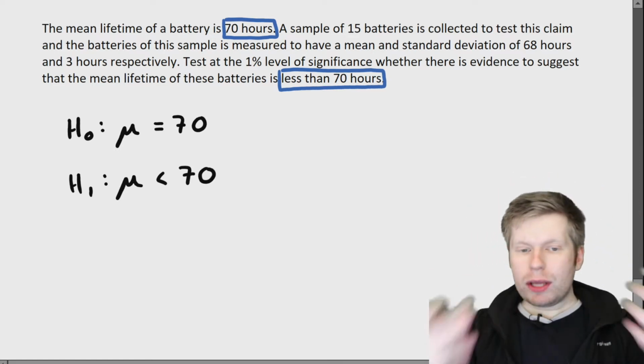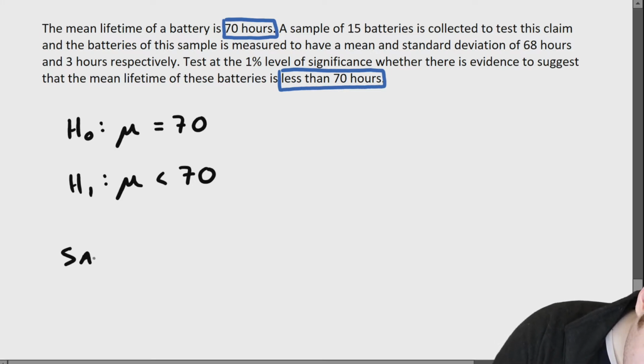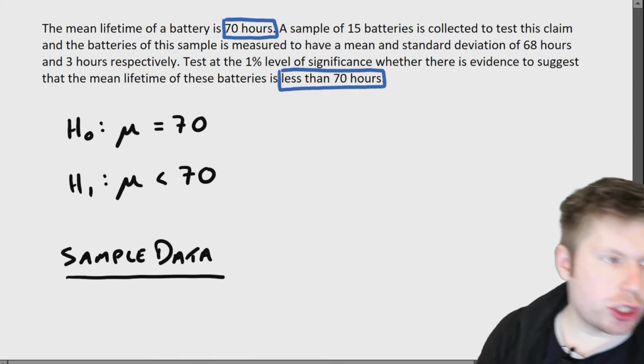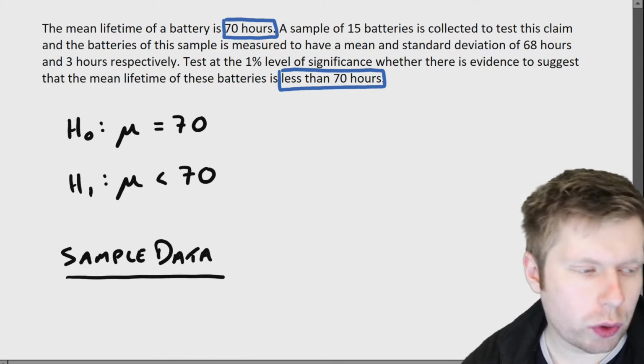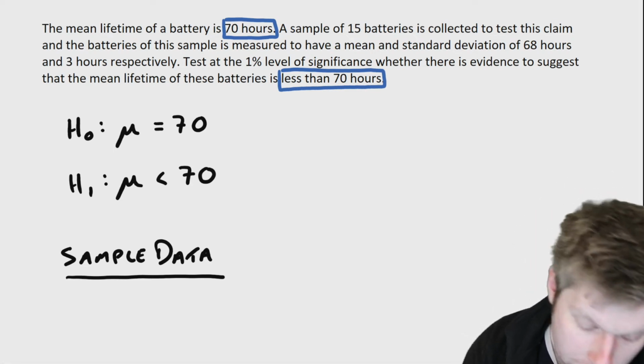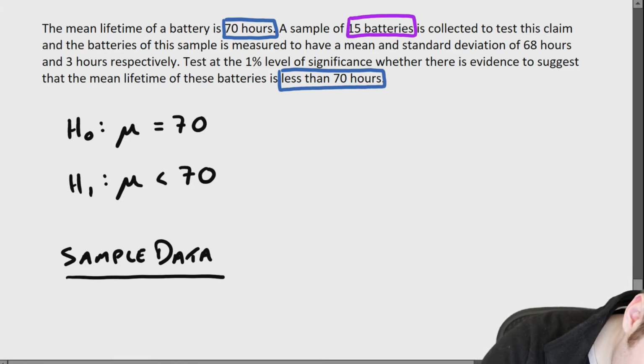Now let's write down what our sample data is, which we've been given. This is, if you like, the evidence to suggest whether that null hypothesis is true or not. So I go out and I collect a sample of 15 batteries. That's our sample size, so I write that down: n equals 15.